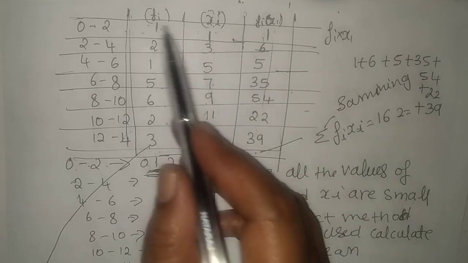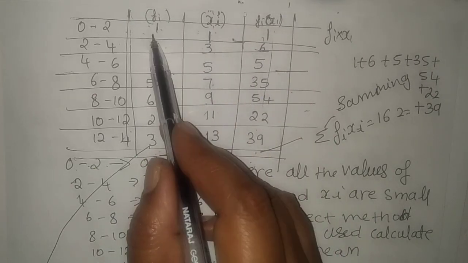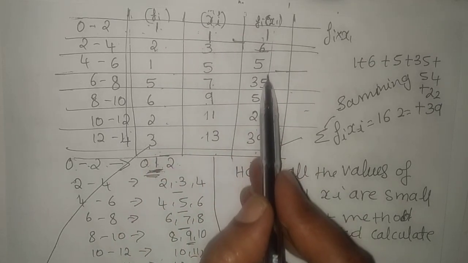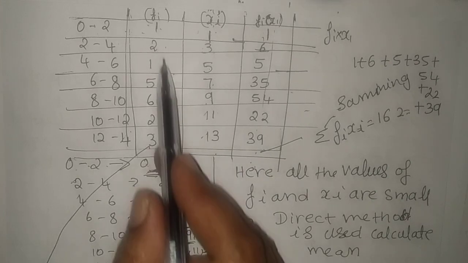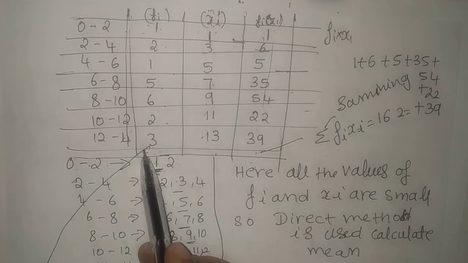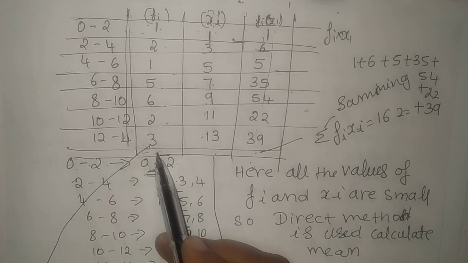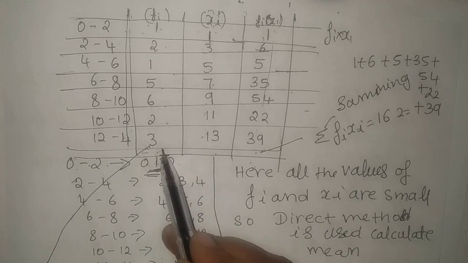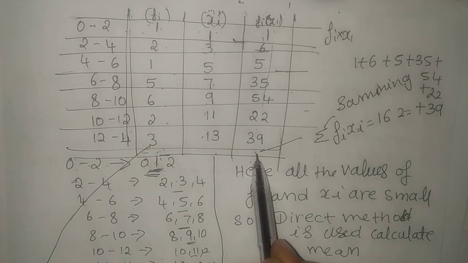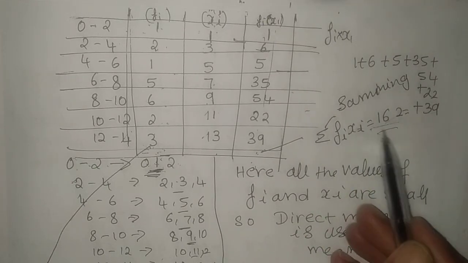Then finally fi into xi: each data we have to multiply. 1 into 1 is 1, 2 into 3 is 6, like this. Multiply all. Here also, add this. Adding this is summation. Adding this will give one value, that is n is equal to 20. After this, multiply these two and add all. The summation of this will be these values.